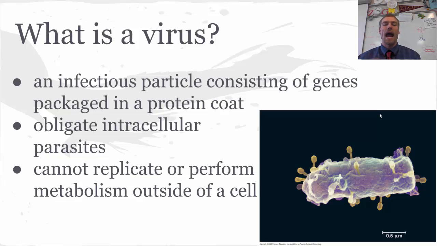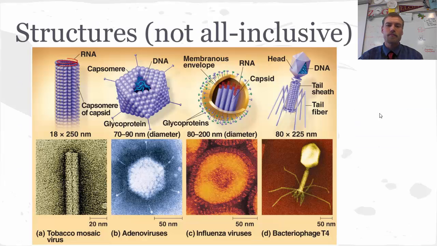That means that they have to take over a cell and get inside of a cell in order to be able to reproduce, go through metabolism, all those types of things. So they kind of exist in this gray area where they are living but not living at the same time. They have DNA, they have genetic material, but at the same time they can't reproduce on their own. So they're kind of in this weird place. And they have to get into a cell in order to be able to perform their functions.